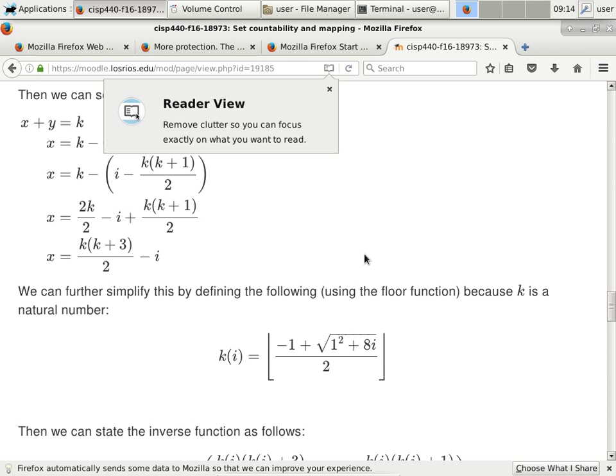But if you use a floor, every single time you input an i, you'll get a natural number. Because when i is equal to 7, you think you get something like 3.3. Well, this part is not necessarily a natural number, but k of i is supposed to be a natural number. So you use a floor function to turn a real number, which can be irrational, into a natural number. You just round it down. Not quite, but I explained that last time. Okay. You can also look up what a floor function is.